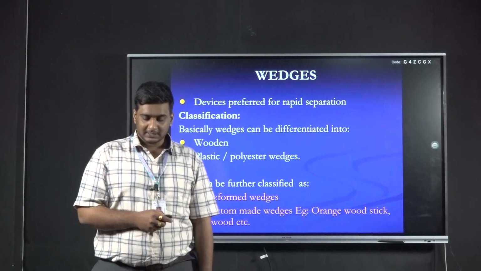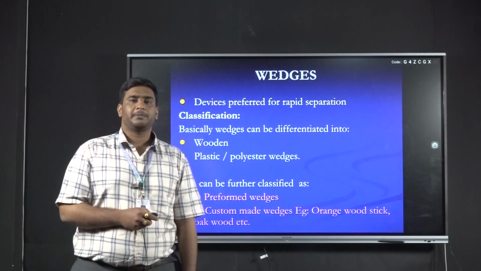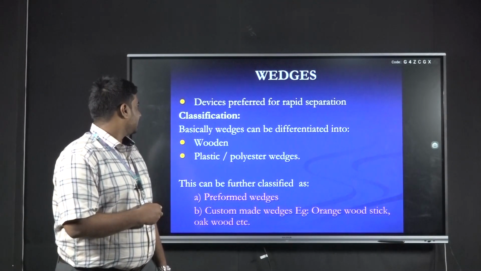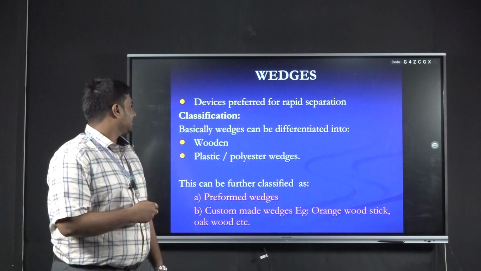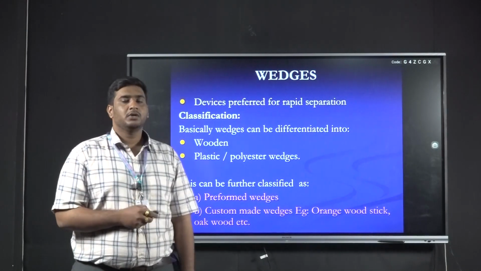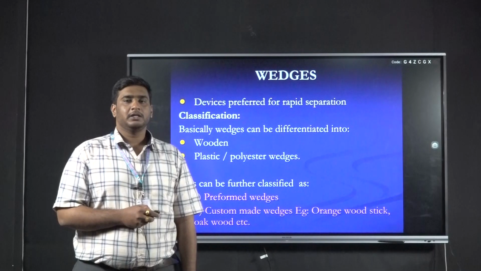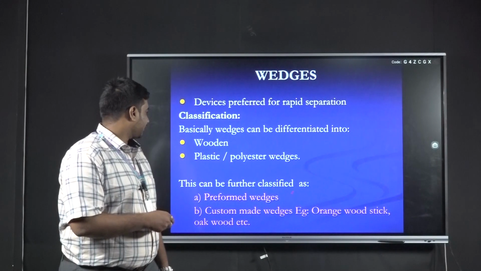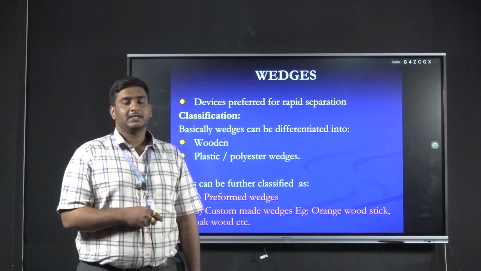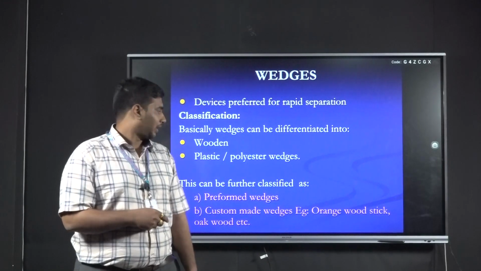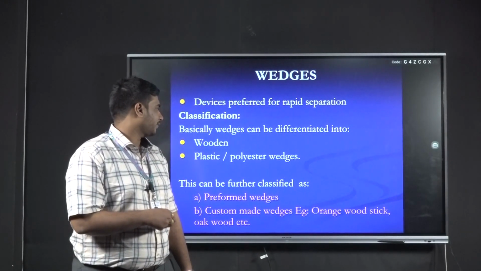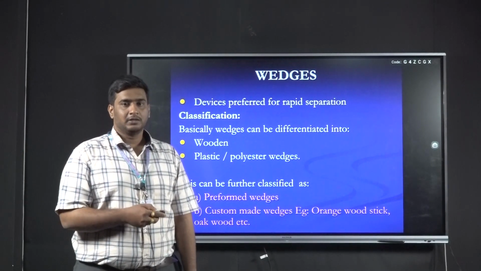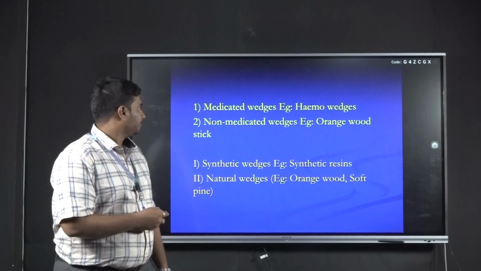And coming to the wedges, these are the most commonly used equipment for tooth separation as of now in restorative procedures, and these devices are preferred for rapid separation. Coming to the classification of the wedges, they are basically classified into two types based on the material they are fabricated from: wooden wedges or plastic wedges. These can be further classified as preformed wedges, that is commercially available wedges, or customized wedges. We can customize the wedges from orange wood sticks or oak wood, after obtaining the raw material.